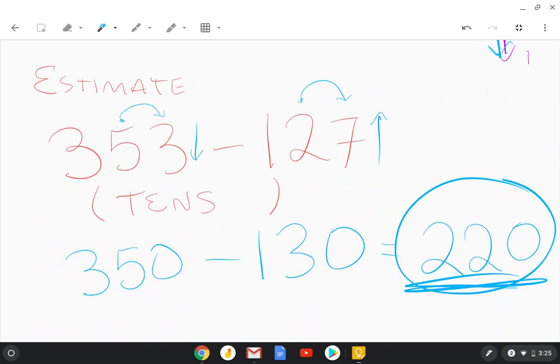Again, I'm estimating based on the tens, and so my answer should only have tens. So this is what you're doing. You're just estimating. You round first, and then you go through and actually find the answer to the problem.